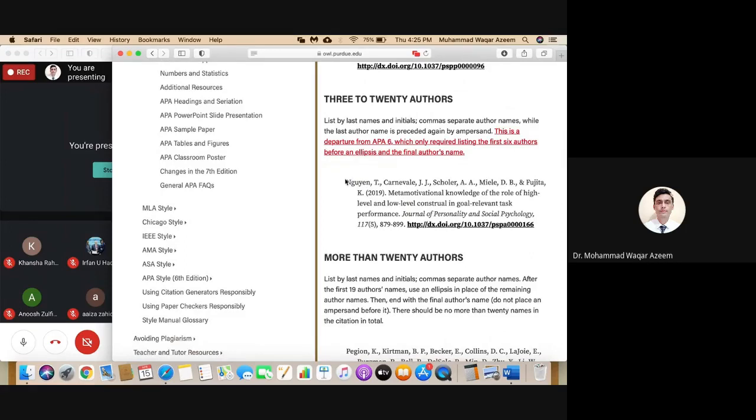Look over here. There is one author separated by comma, author number 2 separated by comma, author number 3 separated by comma, author number 4 separated by comma, author number 5 separated by comma, as well as the symbol of and. Why? Because this name is the last name in the author's names. Got it?